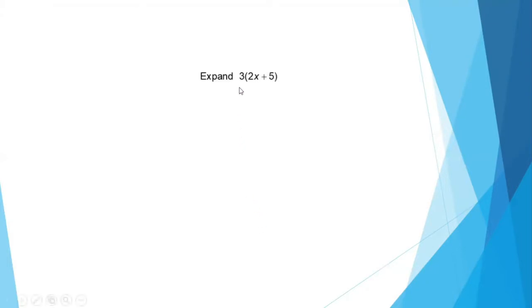We have already learned expanding brackets, children, when we were learning linear equations. You can watch the linear equation part 2. When we expand the bracket, we multiply the term outside with each term inside. So 3 into 2x, you get 6x, plus 3 into 5, you get 15.